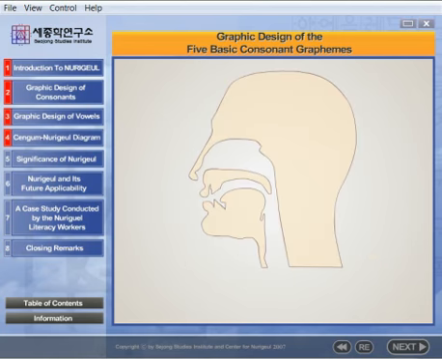Speech sounds are produced in an order beginning in the throat at the rear of the vocal tract and proceeding through the soft palate, the tongue, and the dentals to the lips.